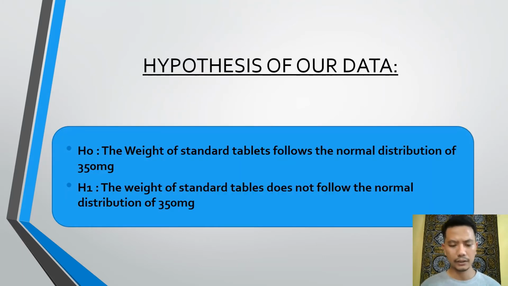Okay, let's look into the hypothesis. We have two hypotheses here. H0 is that the weight of standard tablets follows the normal distribution of 350 milligrams, and the opposing hypothesis H1 is that the weight of standard tablets does not follow the normal distribution of 350 milligrams.